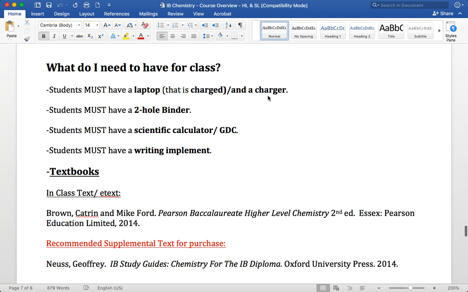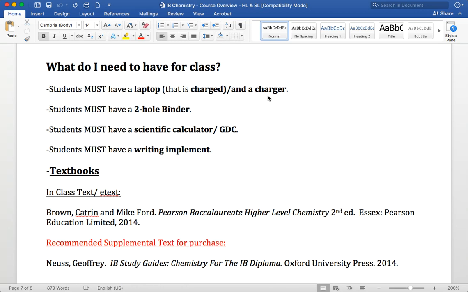What do you need to have for this class? Definitely always need a laptop charged or with a charger in class. We're going to do activities using databases online, data loggers where you need Pasco Capstone. So you always need it, whether or not you use it every day. You definitely won't need to, but you always have to have it with you.